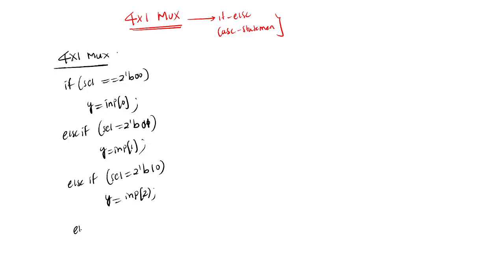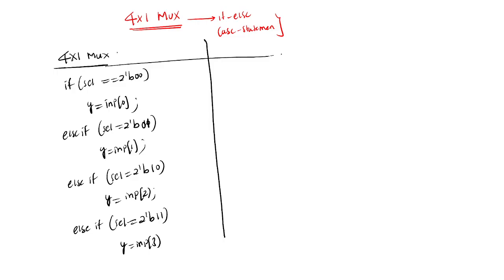Okay, else if selection equal to 2'b11, which is connected, y equal to inp[3], like this. Okay, and here, by using a case statement, how to write? So, 4x1 mux. If it is a 4x1 mux, case select. So here 2'b00.